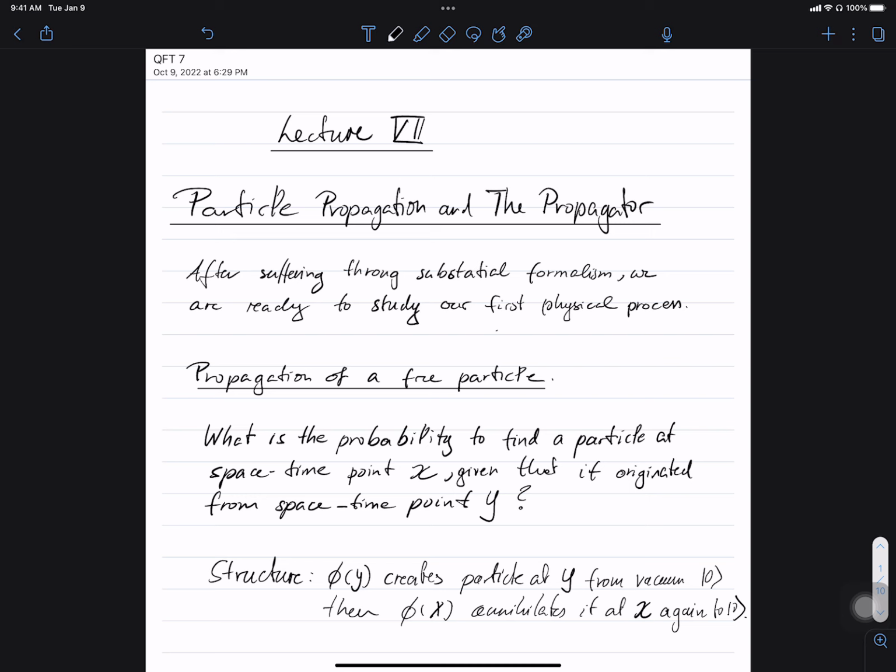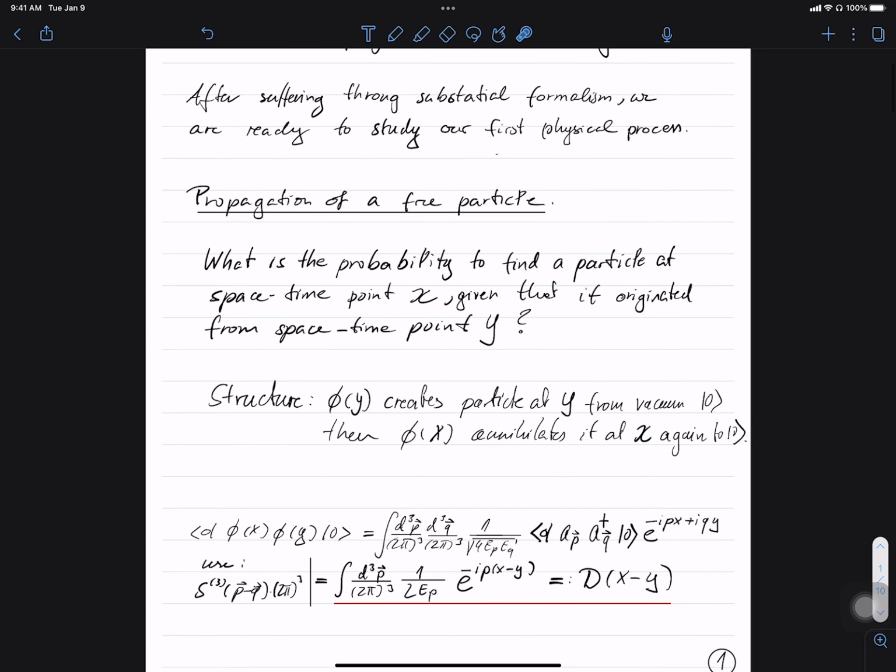Hi, welcome to lecture 7, and we will talk about particle propagation today as promised. Today is also a good day since after suffering through substantial formalism developments, we are ready to harvest some cool physics facts. So first let's have a look at propagation of a free particle, which means that it's just following the equation of motion of the free Klein-Gordon equation, since we'll be talking about scalar particles.